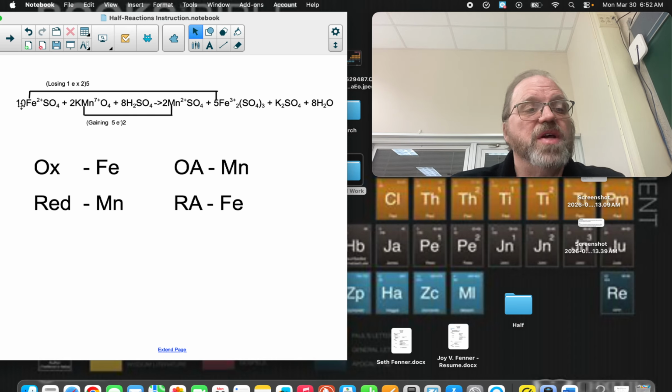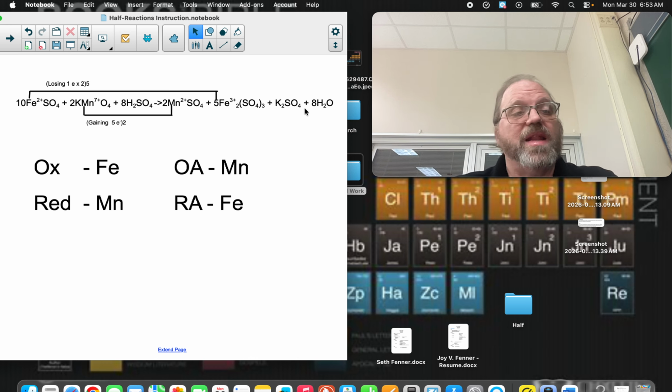Lastly, check our oxygens. 10 times 4, that's 40, plus 2 times 4, that's 8, that's 48. 8 times 2 is 32, 32 and 48 is 80 oxygens. Then we have 4 times 2, 8 oxygens. 4 times 3 times 5, that's 60, so 68. 72 for the 4, and then 8 more, that's 80. Now, which one's losing? Losing is iron. Which one's gaining and reducing? That's manganese. Oxidizing agent, manganese. Reducing agent, iron. All right, hopefully not too bad.